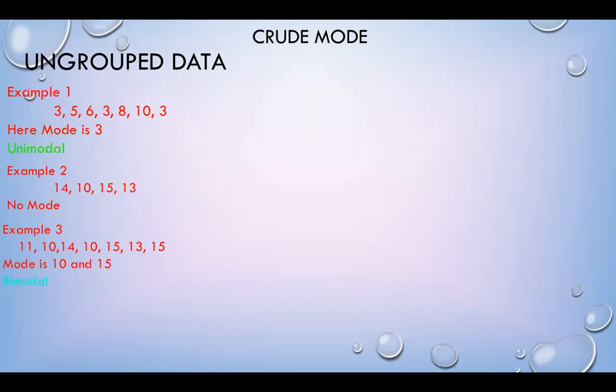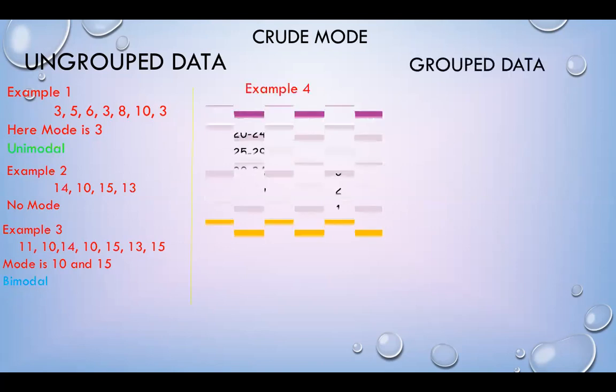You can have three modes in a data set, that is trimodal, or tetramodal, pentamodal, hexamodal, heptamodal, decamodal and so on. Now, how to calculate the mode of the grouped data set, that is, a frequency distribution table.